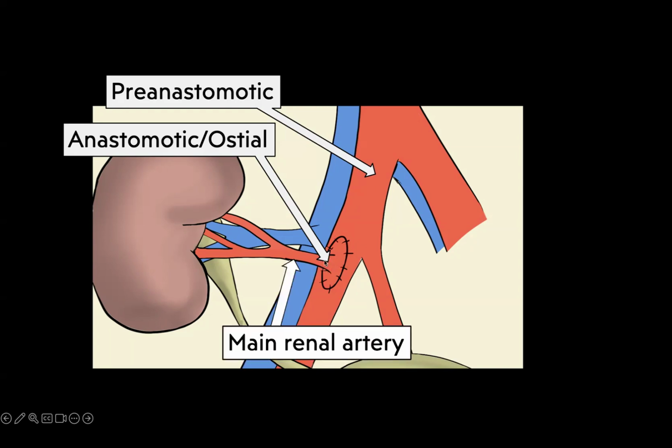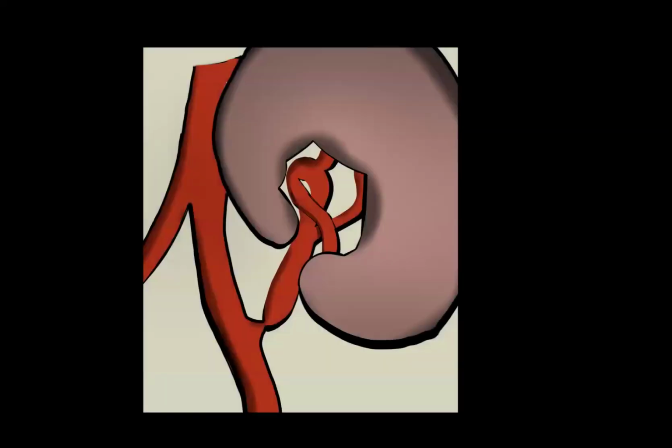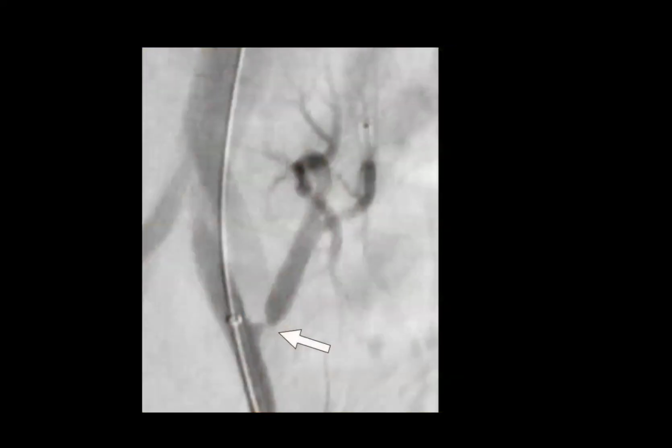You can also get transplant renal artery stenosis involving the main renal artery or even the segmental renal arteries. So there's all different kinds of locations for arterial stenosis to occur. So here's an example of a proximal renal artery stenosis. You can see the image, and then it goes back to your angiographic view. We can see this is a proximal stenosis.